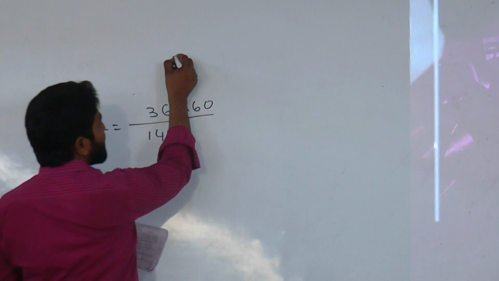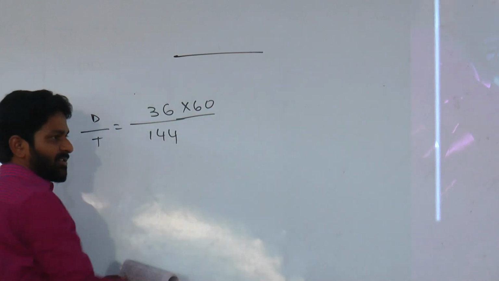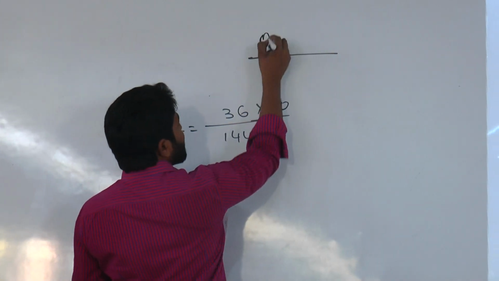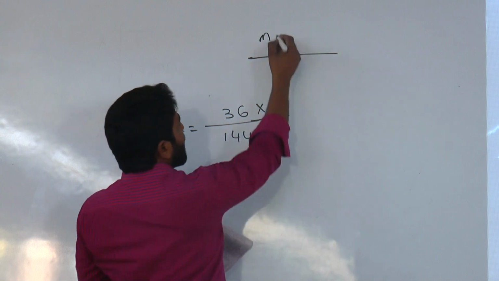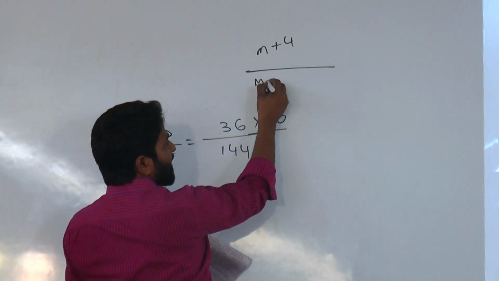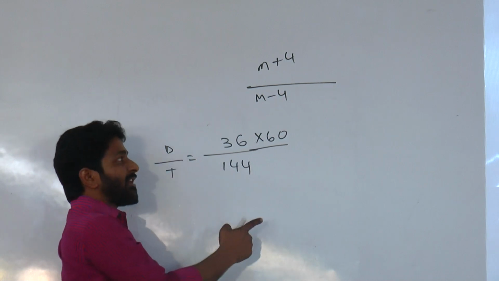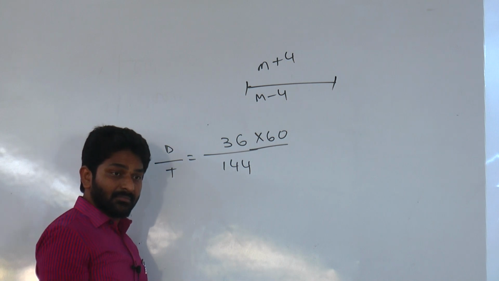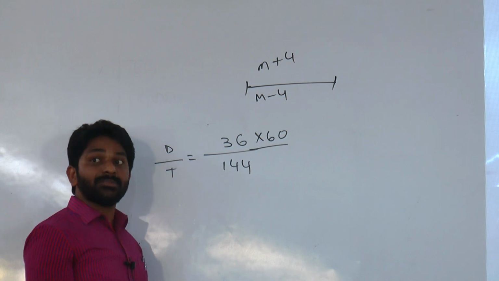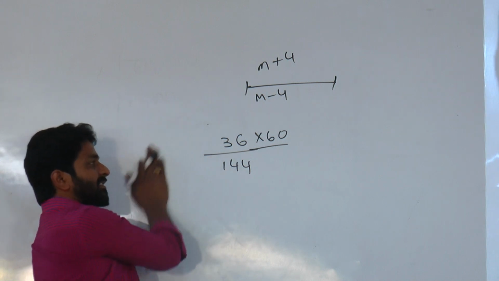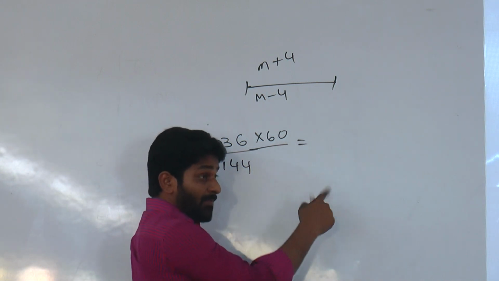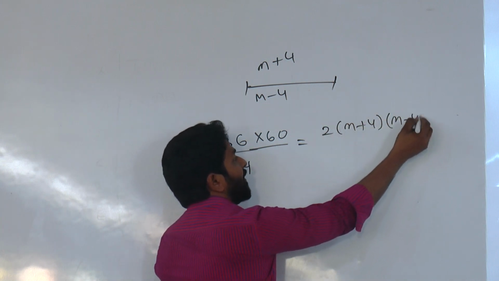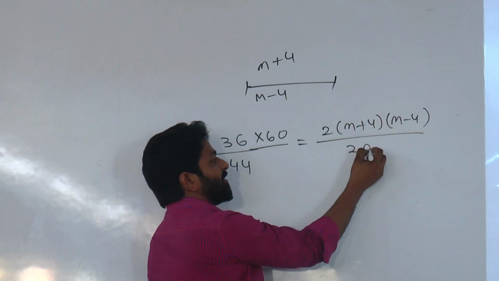Okay. So the onward journey is upstream and the return journey is downstream. One journey must be upstream and the other is downstream. So let the man's speed be m and the stream speed is given as 4 km per hour. One journey is m plus 4, the other is m minus 4. So average speed, in the case where the distance between two places is the same, becomes 2ab by a plus b.